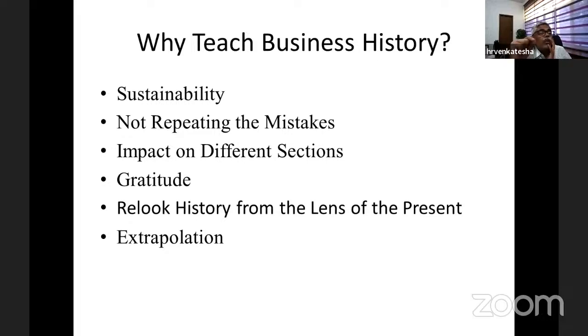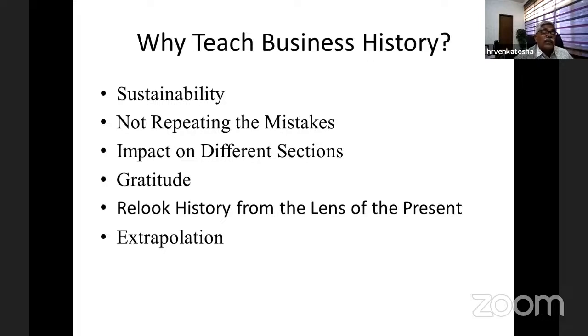Second reason why we have to teach business history to our students. We have committed hundreds of mistakes, thousands of mistakes, innumerable mistakes in business, in the corporate world. You take a company, it has committed a mistake. You take an organization, it has committed a mistake. You take a corporate group, it has committed a mistake. For example, all of you have heard of the Bhopal gas tragedy. If we do not learn lessons from the Bhopal gas tragedy, don't you think we are doing a suicidal action?